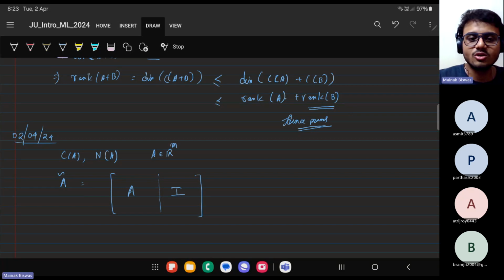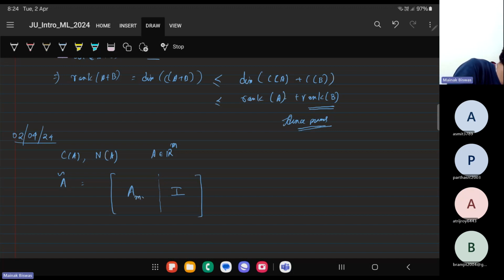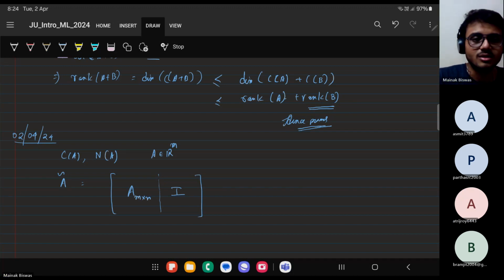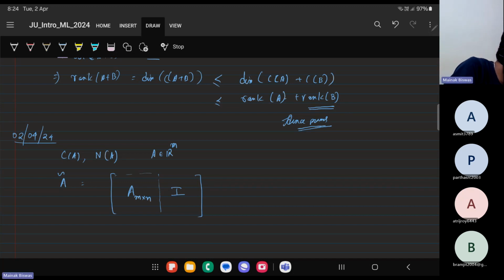What does row elimination do? It's taking linear combinations of the rows, right? So the rows are how many dimensional? If A is M cross N, the column space is a subspace of what? It's a subspace of R to the power M.